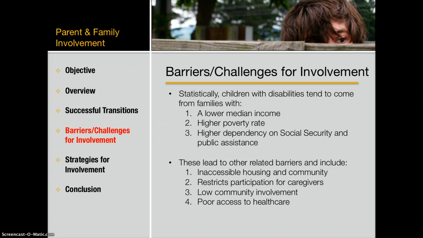Statistically, families with a member who has a disability are more likely to have lower median incomes, higher poverty rates, and a higher dependency on Social Security benefits and public assistance. These parents often find it difficult to fulfill family roles and face many barriers to community living and participation. This is due to inaccessible housing and community that make it difficult for a person with disabilities to live with his or her family or to participate in community activities. These barriers can also hinder involvement for caregivers and lead to poor access to appropriate health care.